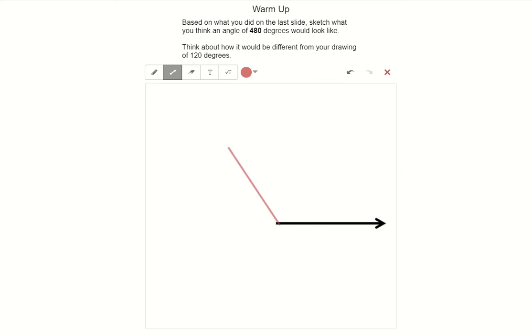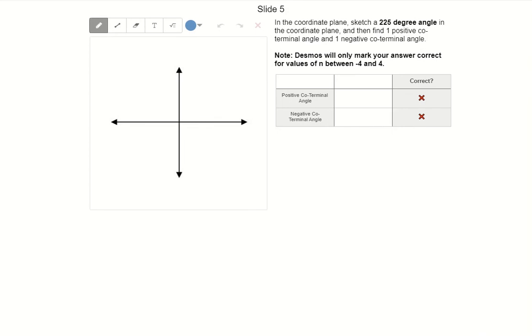And the reason for this is that 480 and 120 are coterminal angles, meaning they end in the same spot. So let's see, on this one, we're looking for a coterminal angle for 225 that's positive and one that's negative. So let's sketch it first. 225, well, if this is 90 and this is 180, and this is 270, then we're going to be somewhere in this quadrant, right? Between 180 and 270, 225.